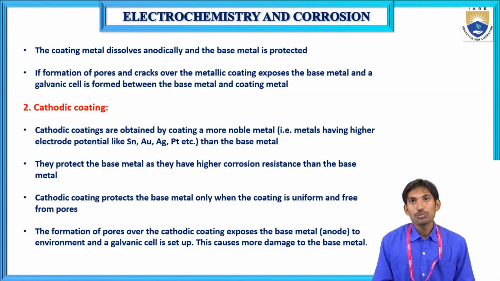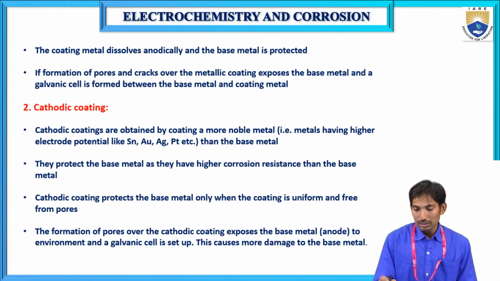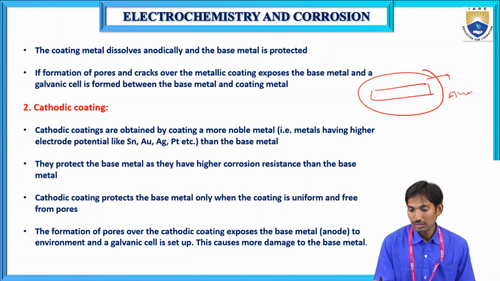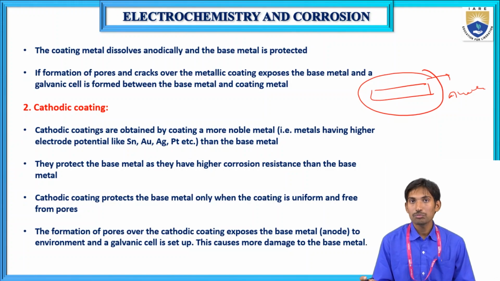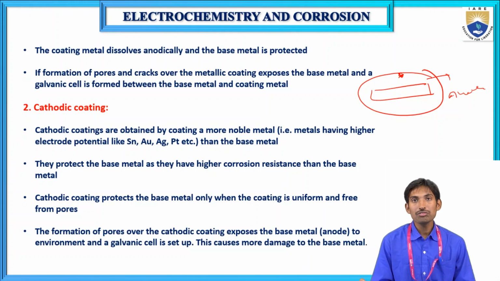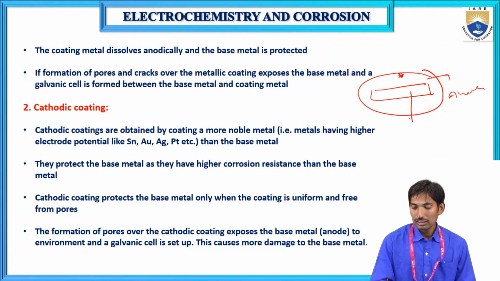If the formation of pores and cracks over the metallic coating exposes the base metal, a galvanic cell is formed. If our base metal is coated with some anodic coating, what happens if any cracks or pores are formed in this anodic coating? There is a formation of a galvanic cell in this. This is cathode.